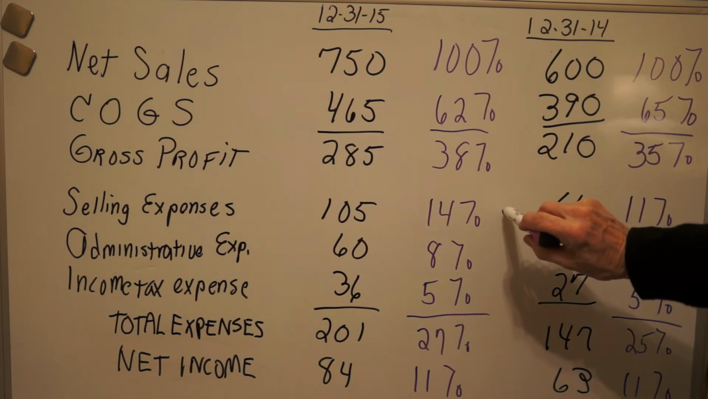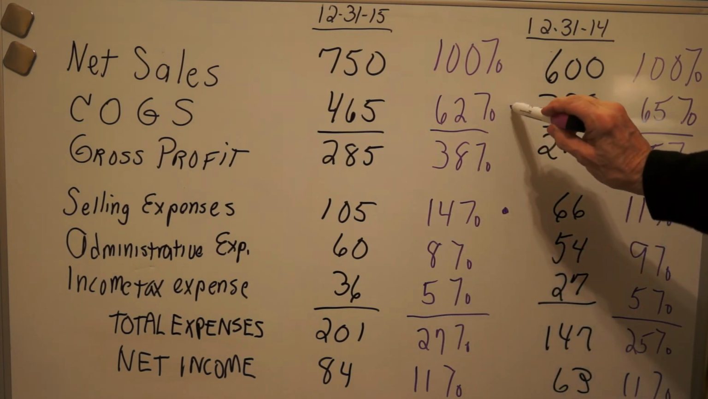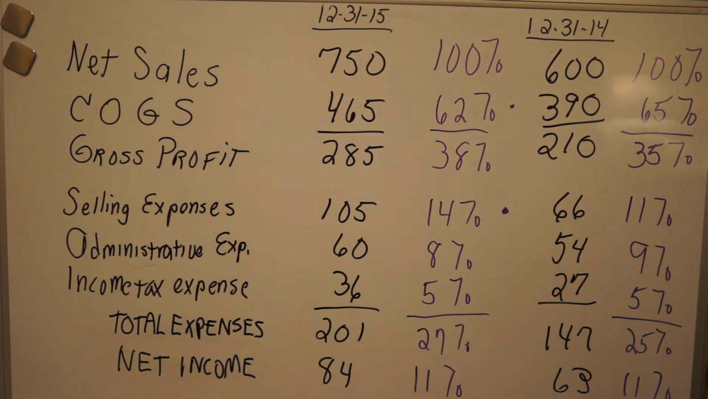If you see that there's something that's a little out of line, you might want to say, gee, why did that drop? Are we getting worse quality goods, or are we getting quantity discounts? It gives management sort of a tool to analyze how they're doing in various categories. Okay, so that is your vertical analysis using the income statement.